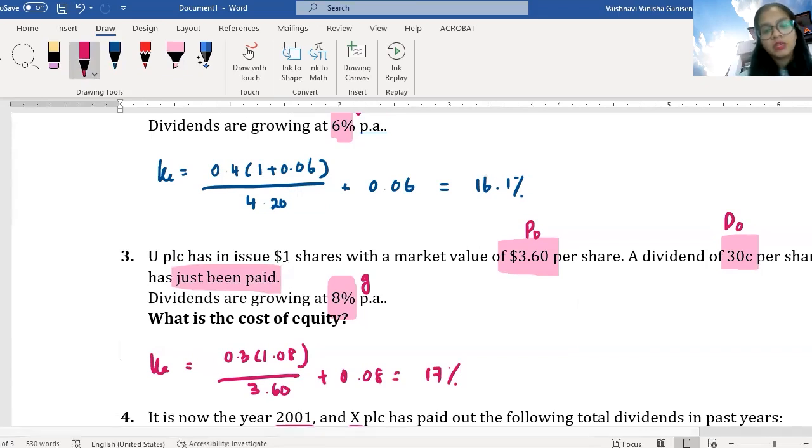The next thing that we will move on to would be the CAPM, the capital asset pricing model. I've not gone through it yet, so I will do the capital asset pricing model in the next video.